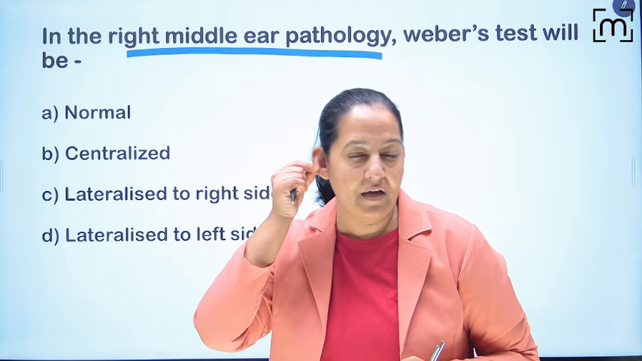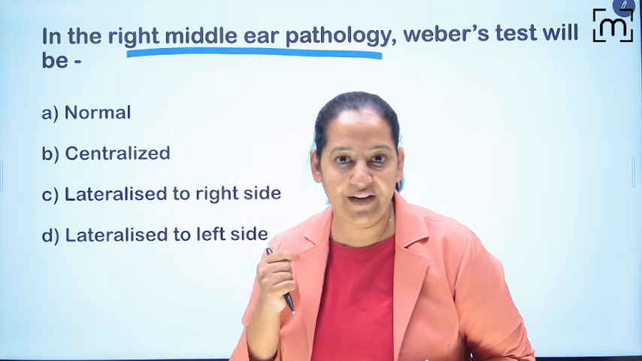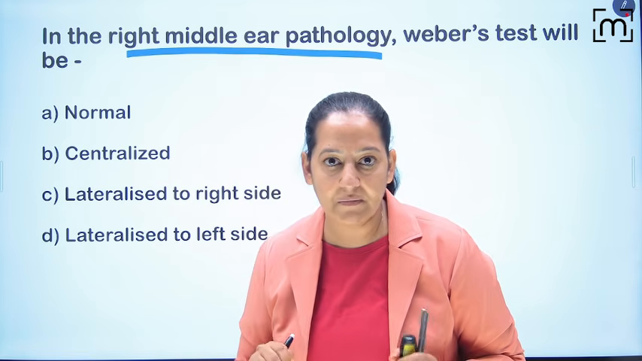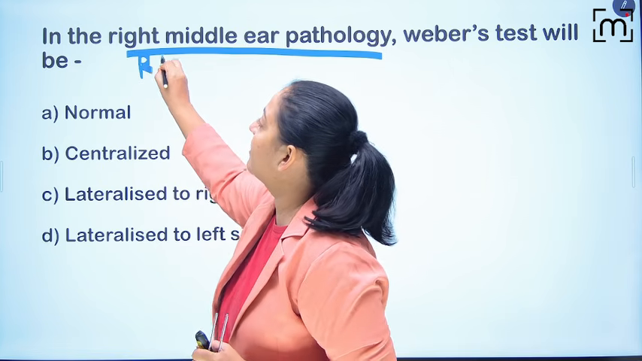This is my right ear. I'm having a middle ear pathology. Middle ear pathology, what does it mean? Conductive or sensorineural? Common sense. Start my session from the beginning. So right middle ear pathology means right conductive deafness.